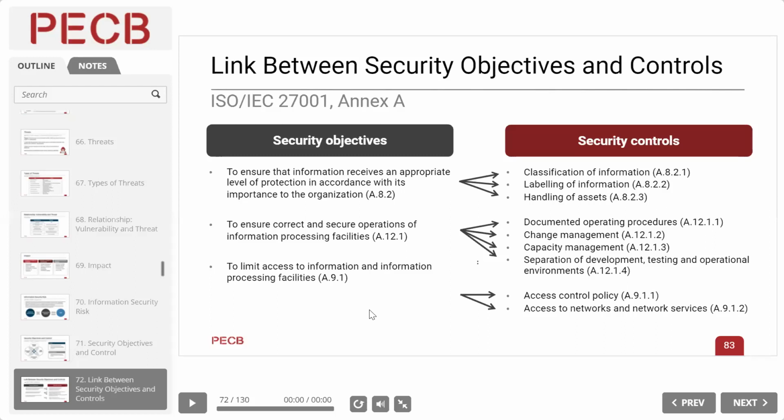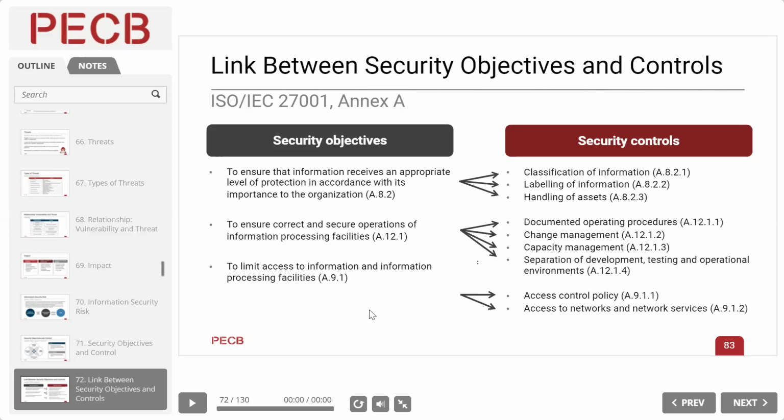That is the style in which 27001 is designed. It doesn't give us how to do it. It just tells us what we need to do. So we call those control objectives or security objectives. One here is to ensure that information receives an appropriate level of protection in accordance with its importance to the organization. So that's a security objective, a control objective.